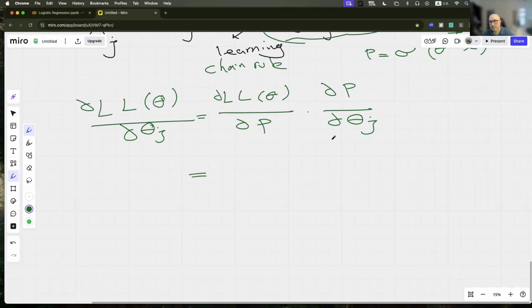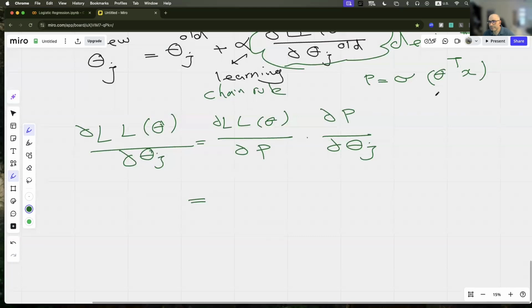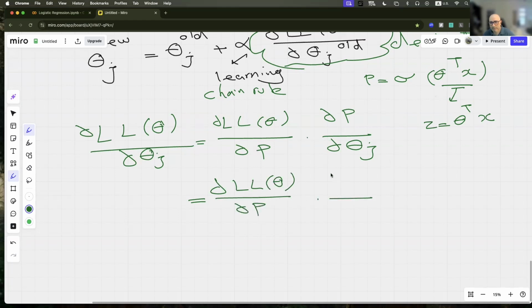And then we have another one. We define z as theta transpose x. So now we apply another chain rule with respect to z. That would be the derivative of the log likelihood of theta with respect to p, then another chain rule with respect to z, and then z with respect to theta j. And we'll see what happens.